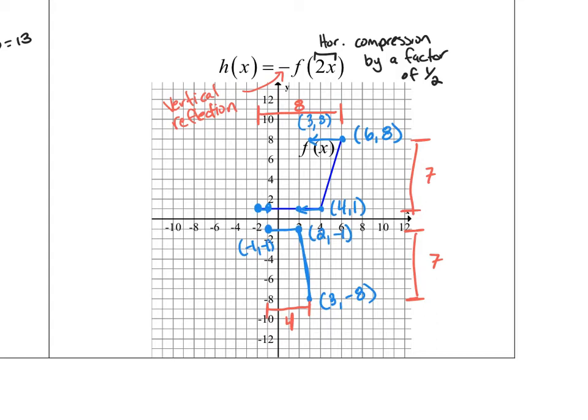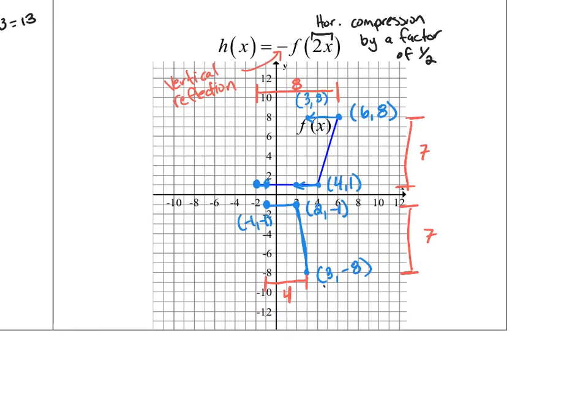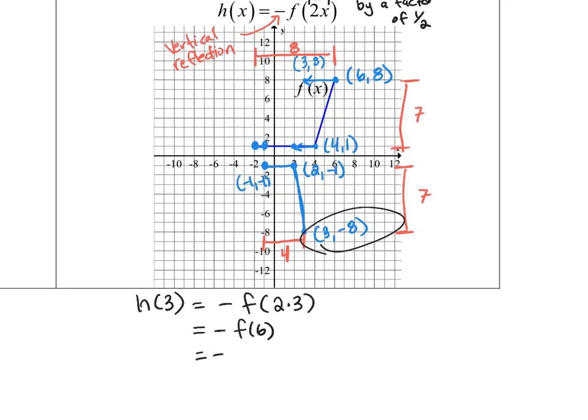Now a way that you could check this is to plug one of your new ordered pairs into your function. So let's say I want to look at this point and see if it's correct. I could say h(3) is the opposite of f(2 times 3). So the opposite of f(6). What does f(6) mean? It means go to the original function, find 6, tell me what y is. It's 8. So this is saying the opposite of 8. That's giving me the ordered pair (3, -8), which matches what I have on my graph.